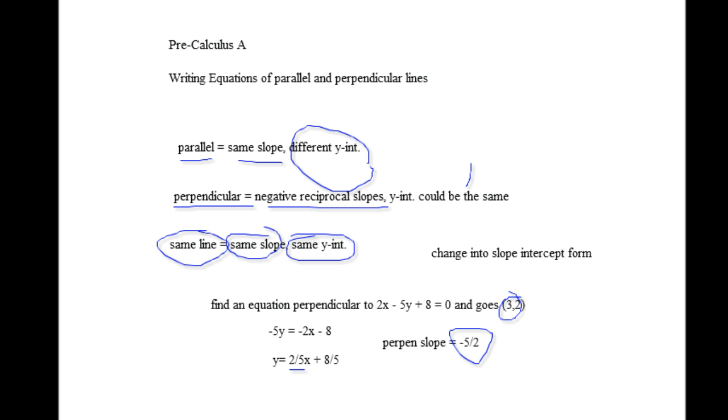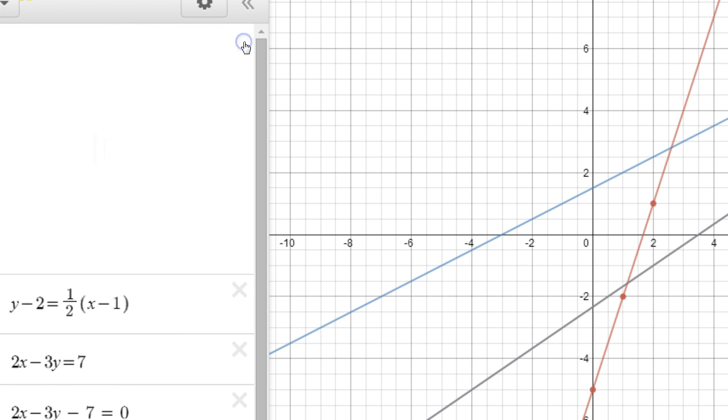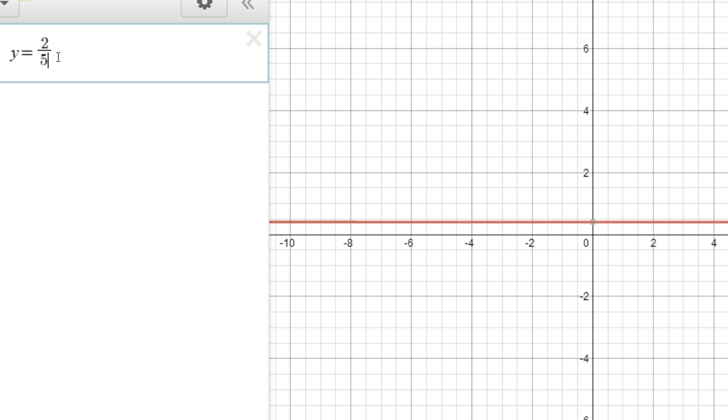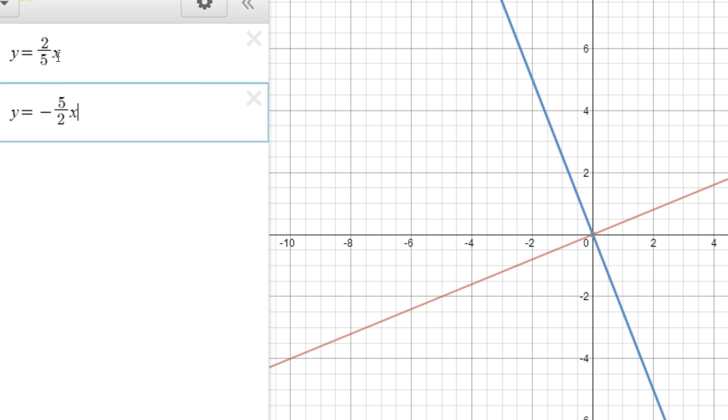Oh, and just so you know, you can also use Desmos to check to see if two lines are going to be parallel or perpendicular. You can actually graph it and see if it works. So y equals 2/5 x. You have to make sure the x is over here. And y equals negative 5/2 x. And as you can see, that looks pretty close to 90-degree angles. So that's one way of checking and just making sure you did it correctly.